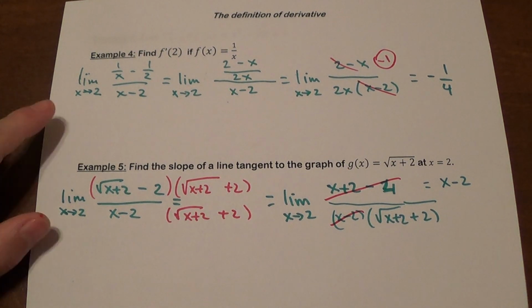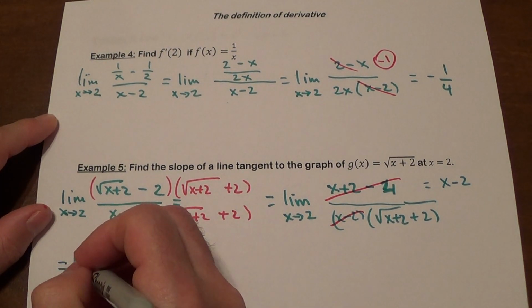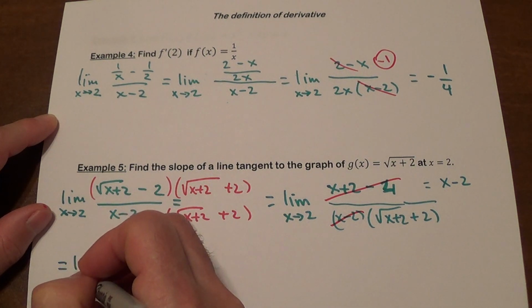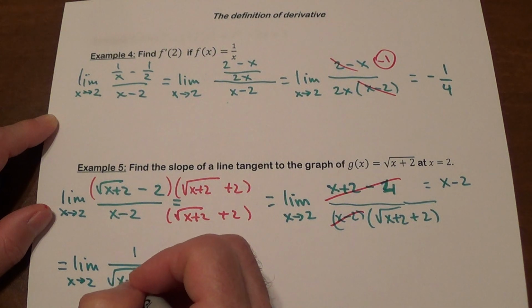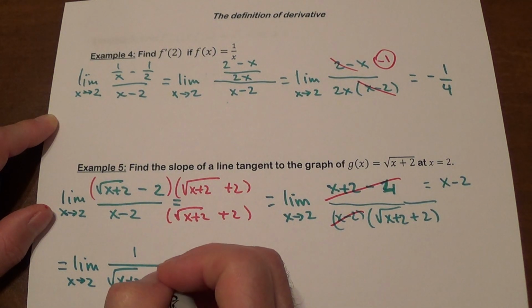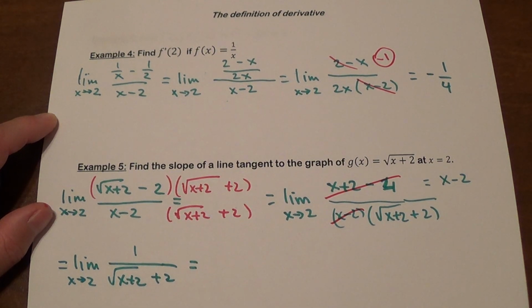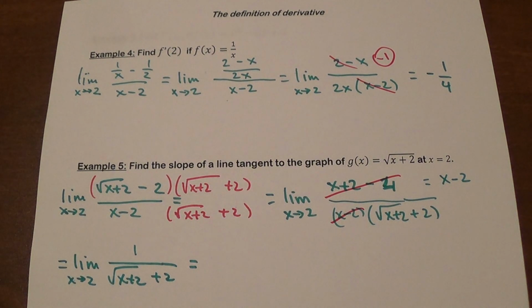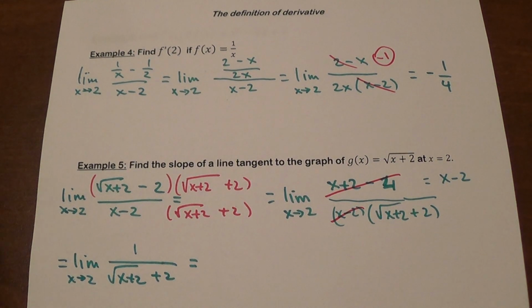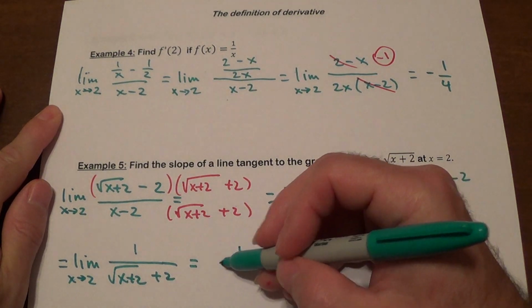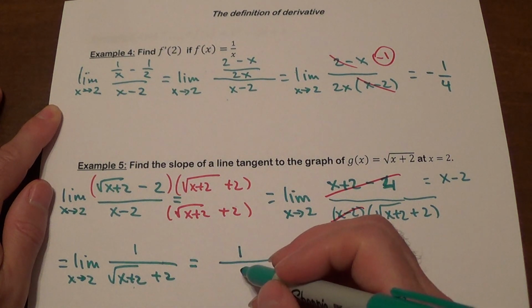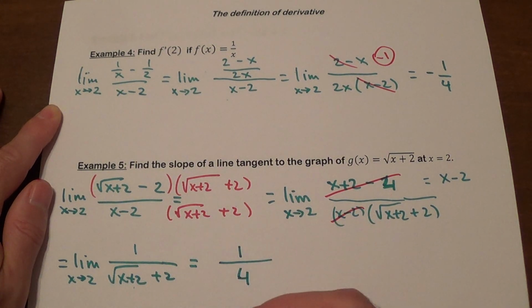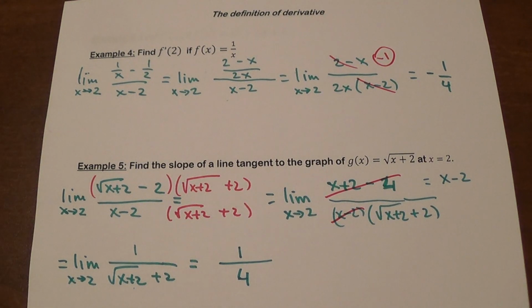That means you are going to end up with the limit as x approaches 2 of 1 over the square root of x plus 2 plus 2. There is no longer any issues with 0 divided by 0. You can actually use direct substitution. The numerator is 1. The denominator is going to be square root of 2 plus 2, that's 2, and it's going to give you 1/4. Okay?